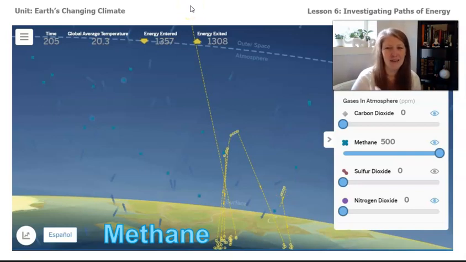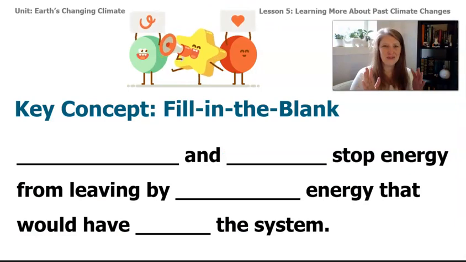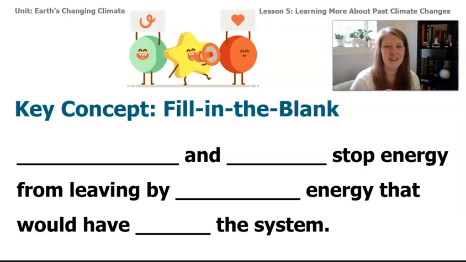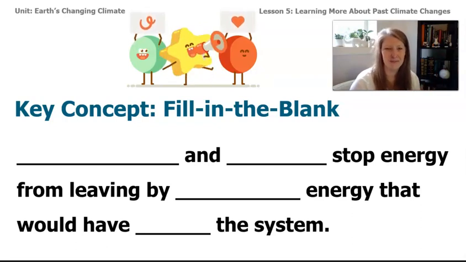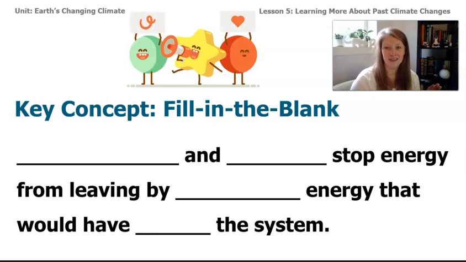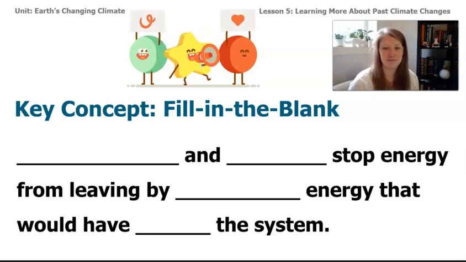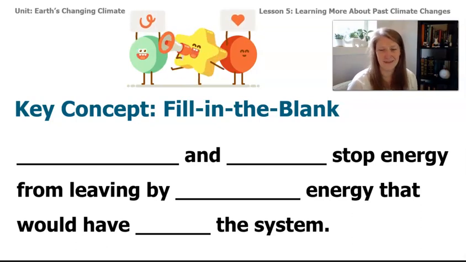Okay, so we have figured out so many things, and it's time for us to write a key concept about what we've discovered. So let's do a key concept fill in the blank, and think of any vocabulary words that you've been learning during this lesson or in previous lessons to see if you can fill in the blank. So blank and blank stop energy from leaving by blank energy that would have blanked the system.